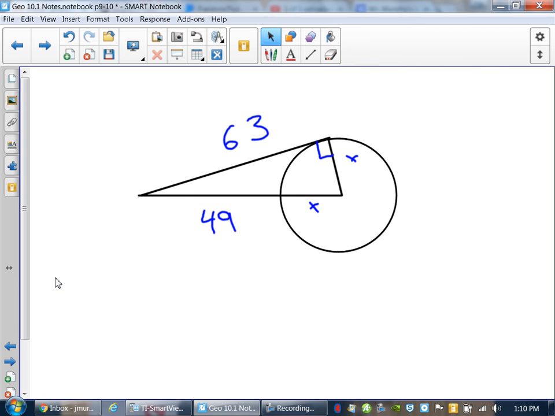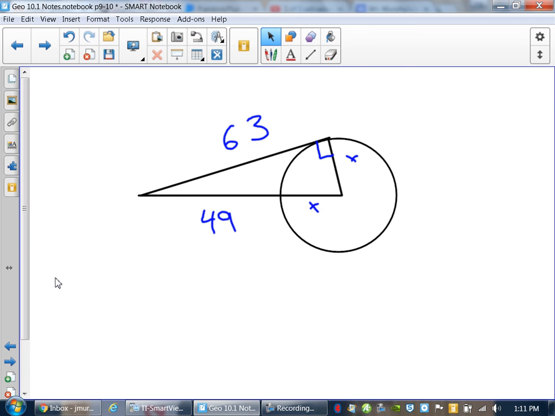Yeah, this one. We have a tangent segment to a circle, and we need to solve for x, where the x is the radius of the circle. Again, do you really need to draw it with a circle? Yes. No. Could you draw it as a right triangle?